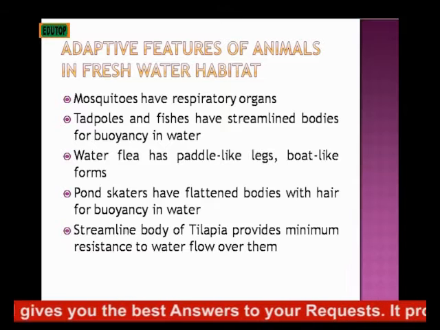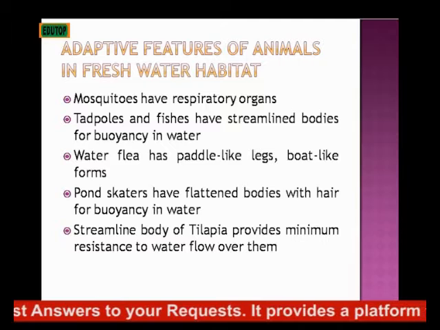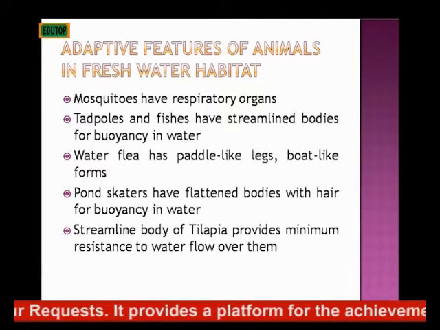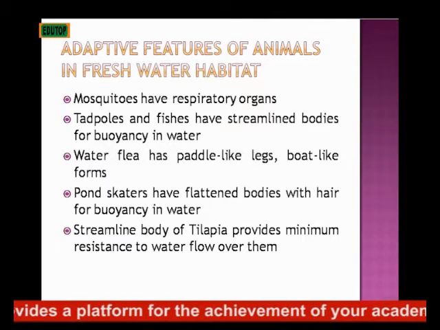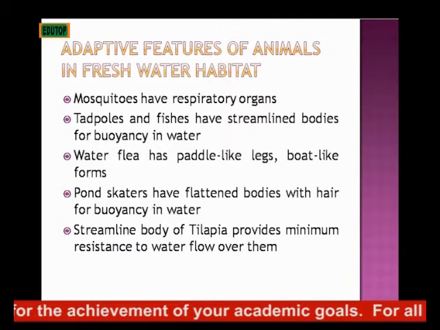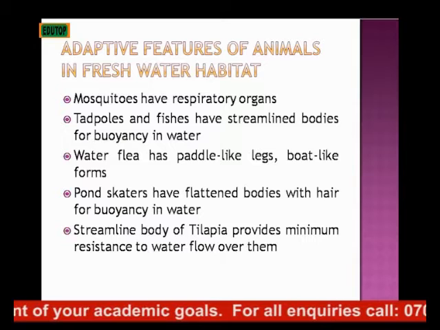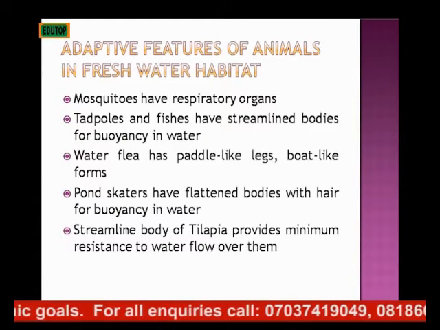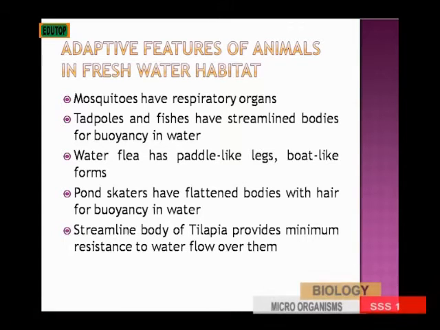Water fleas have paddle-like legs that are of boat-like form. Boats are created to survive in water. So also these water fleas are structured like that, so that they will be able to be balanced in water. Then pond skaters have flattened bodies with air for buoyancy in water. They have a flattened body and they have air so that they can be buoyant, they can be balanced, and they can float rather than sink in the water.